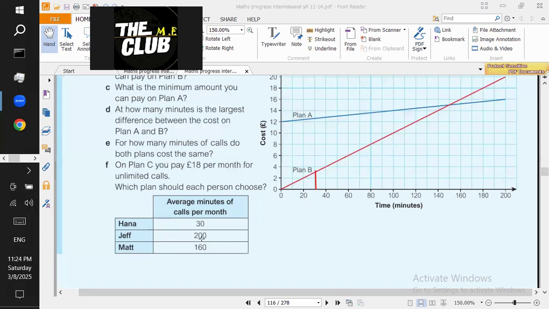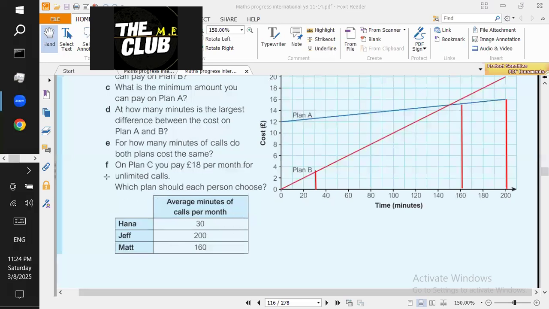Jeff, 200 minutes. So you come to the 200 minutes. He should use plan A because it's the first one, the cheapest for him. And then Matt is 160. So 160 is here. Okay. Now, that's the idea of this question.